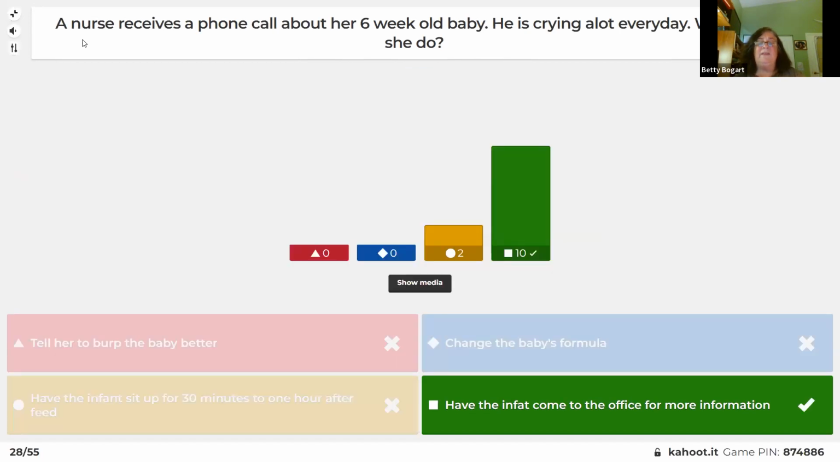So this infant needs to come in for more evaluation. They need to be looked at and examined by the physician because it could be colic, maybe it needs medicine, or it could be something more dangerous. So we really need to evaluate it with a physician, urgent care, or ER if you need to.